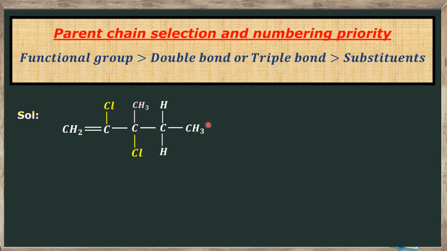I have selected it. This is the only longest chain of carbon atoms in this compound, so this one is the parent chain. And while numbering this chain, we have to give priority to the double bond over substituents. For that reason, I am numbering this parent chain from left to right.